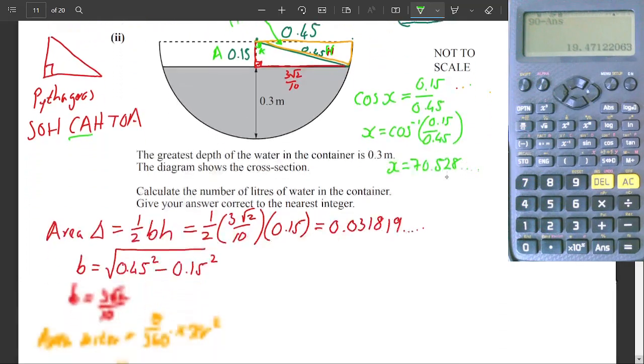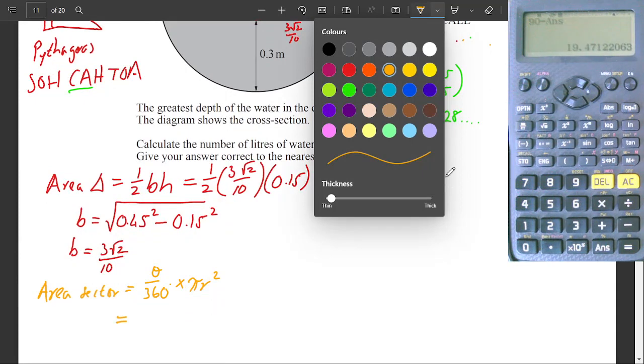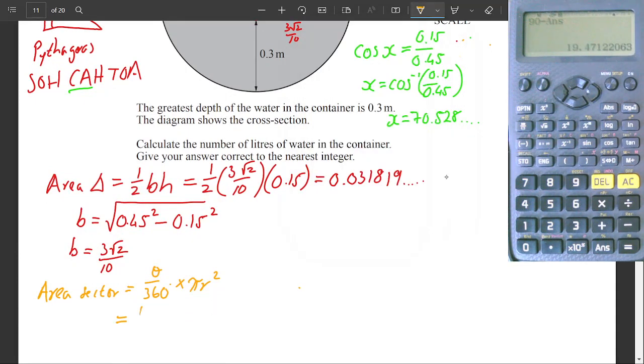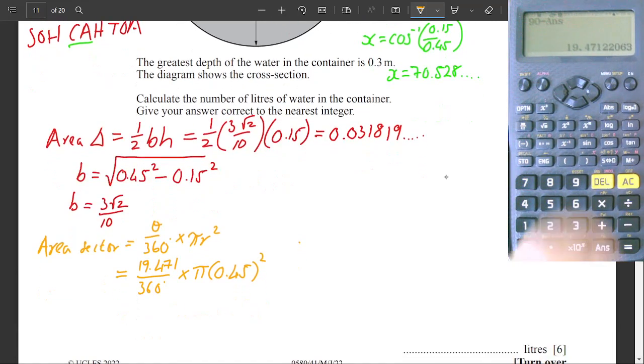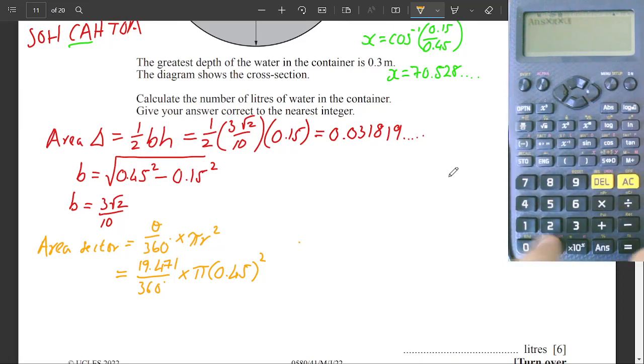So I can now go back down here and work out the area of that sector. So that was 19.471 over 360, times pi times the radius, which was 0.45 squared. So having that still on my calculator, divided by 360, then times it by pi, times it by 0.45 squared. Okay, so we got the area of the sector.